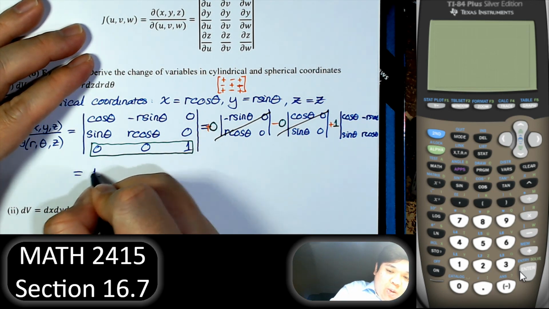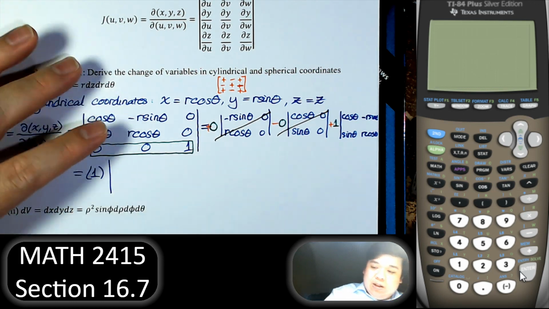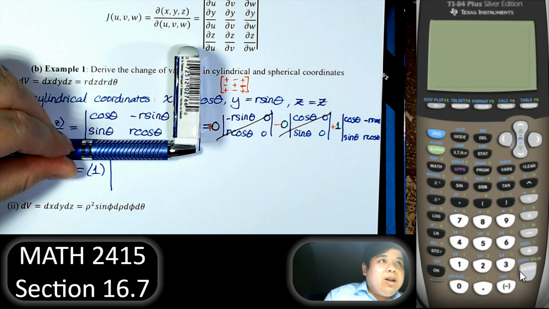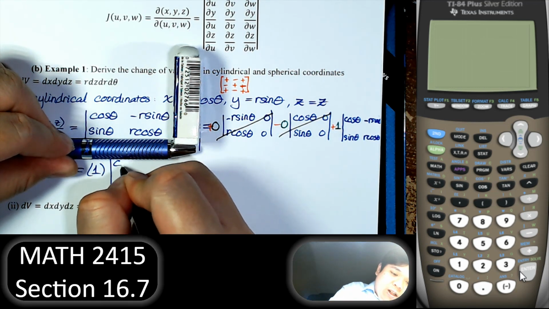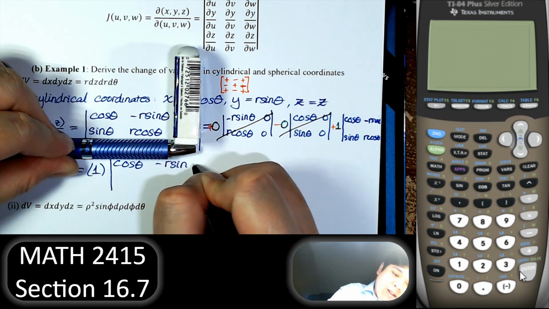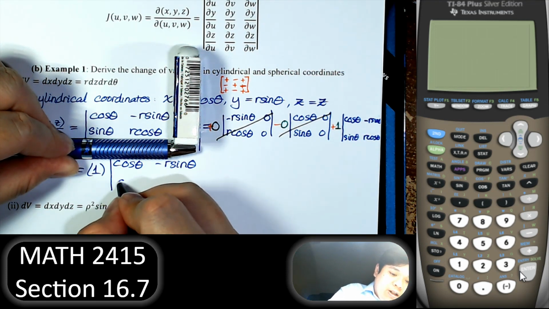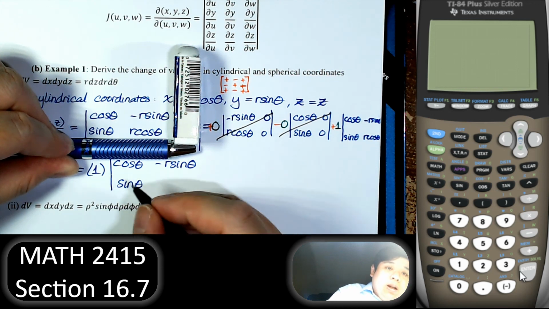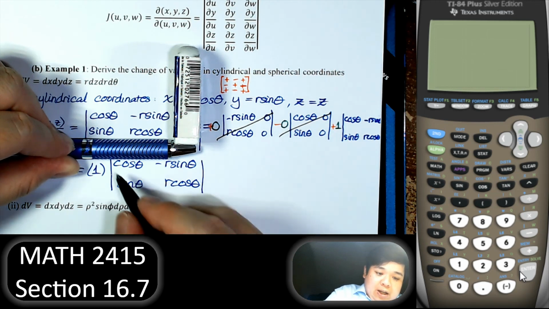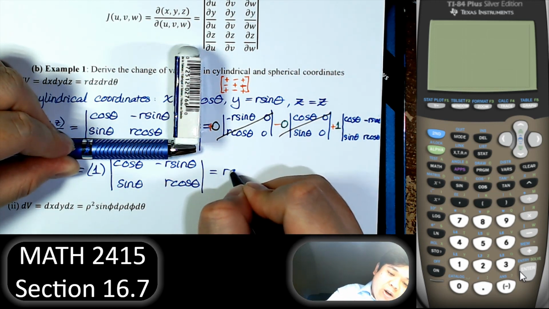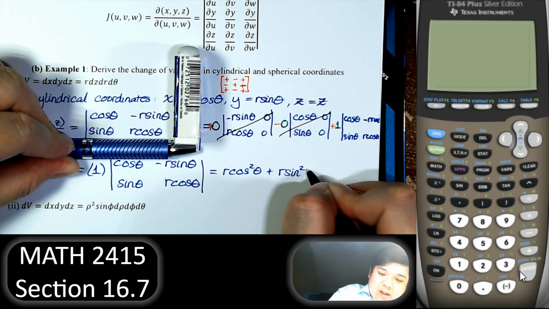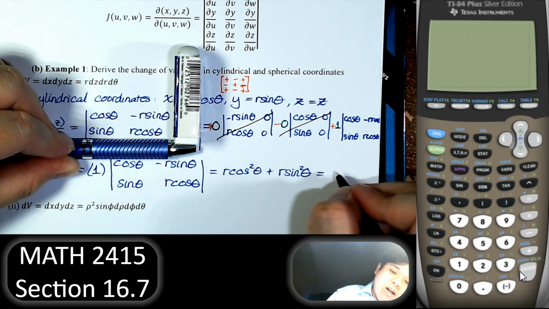So let's write that again. 1 times, go over the row and the column containing 1. We have cosine, negative r sine, sine, and r cosine. Cross multiply and subtract: r cosine squared plus r sine squared. Cosine squared plus sine squared is 1.